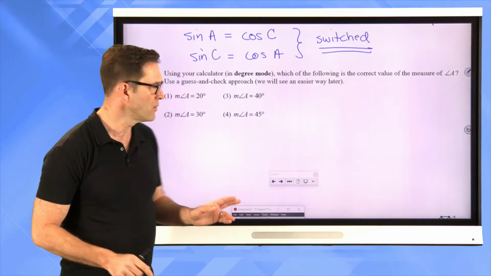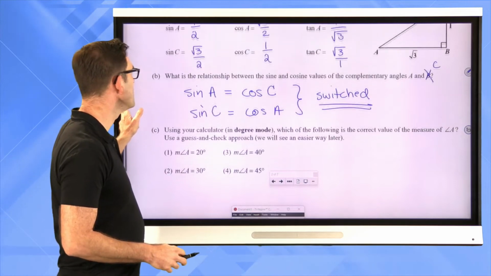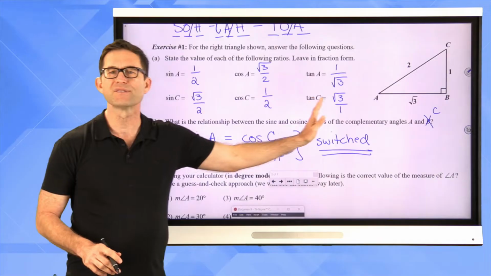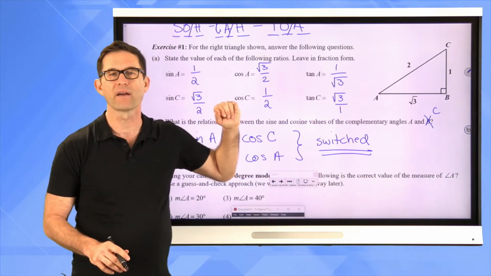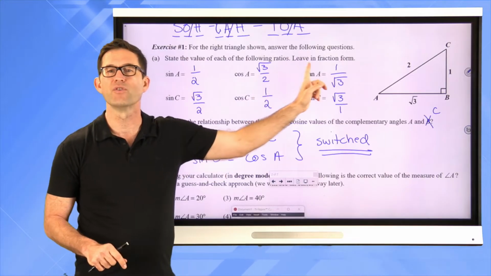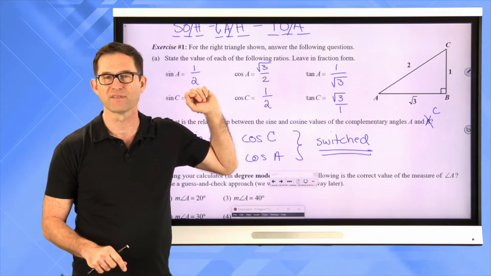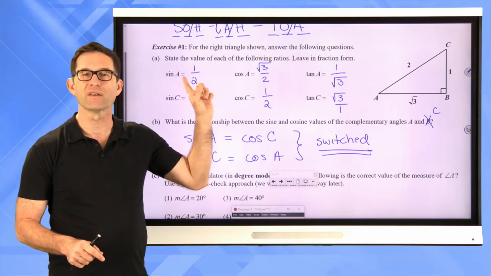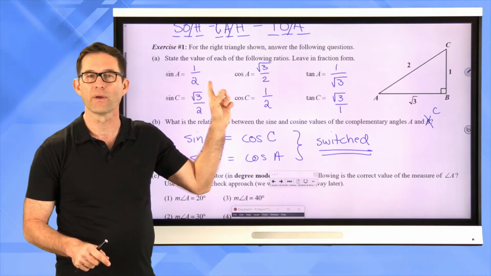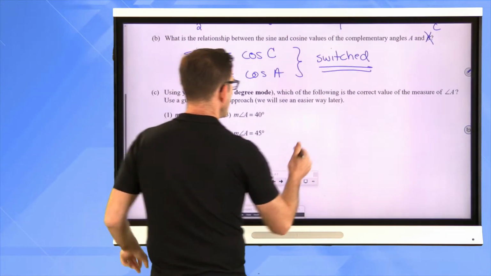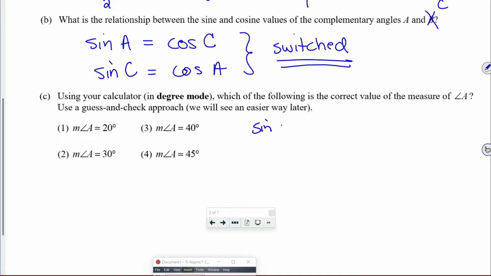Okay, now let's go back up to these values. Don't worry about angle C. I'm just trying to figure out how big angle A is. I know the sine is 1/2, the cosine is √3/2, and the tangent is 1 divided by the square root of 3. The nicest of all of these is obviously sine of A equaling 1/2, right? So let's come back down to here. We know the sine of A is equal to 1/2.